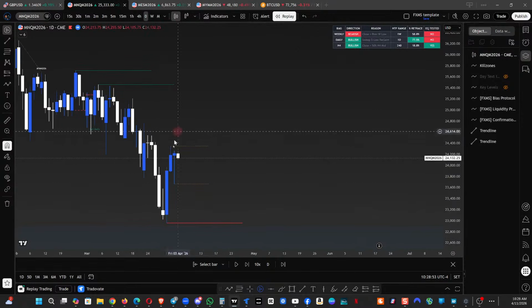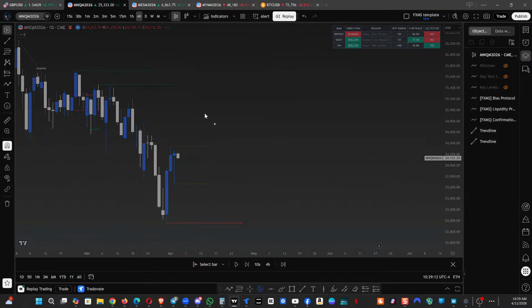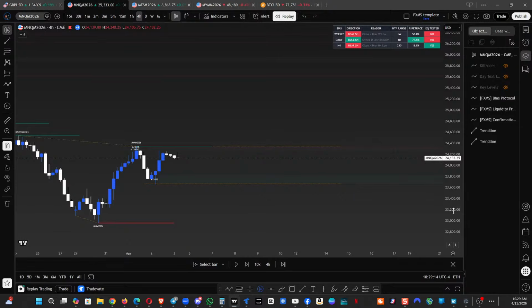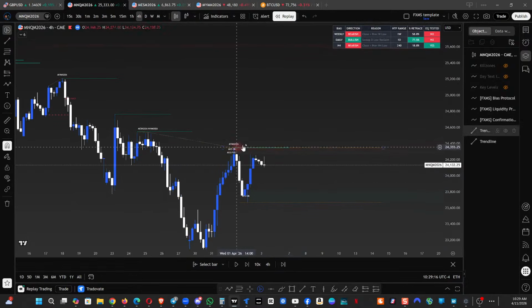So the liquidity pools we're going to be looking to target are going to be previous day's highs, and after previous day's highs, obviously anything above that. And then vice versa for bearish, right? So for bearish it would be previous day's lows, and then beyond that we look for the next closest higher low.